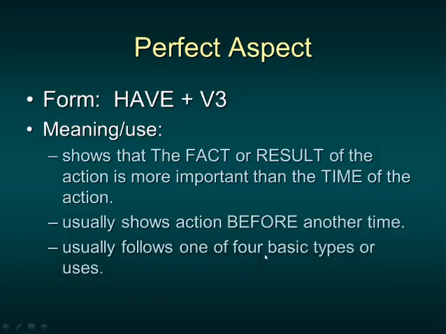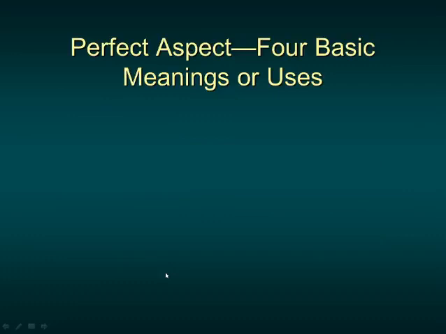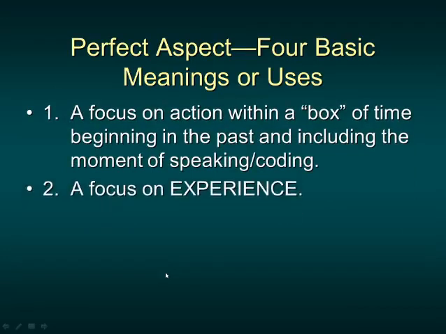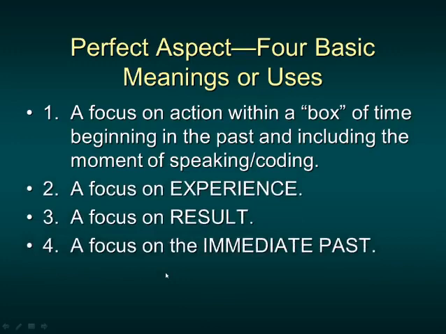Usually it follows one of our four basic types of uses. You must understand all these things. Why are we using this perfect? The answer is all this. Usually it follows one of four basic types of uses. Perfect aspect, four basic meanings or uses: a focus on action within a box of time beginning in the past and including the moment of speaking; a focus on experience; a focus on result; a focus on immediate past.